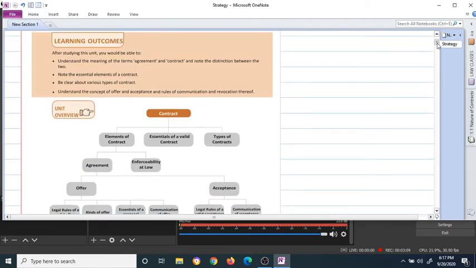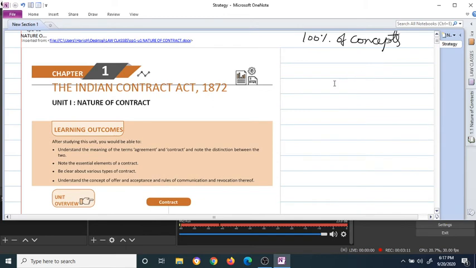This is the biggest chapter, but the concept is pretty simple. It is just lengthy, but the concept is very simple. So, the Indian Contract Act. First, a small introduction as to why a chartered accountant should learn the Indian Contract Act.